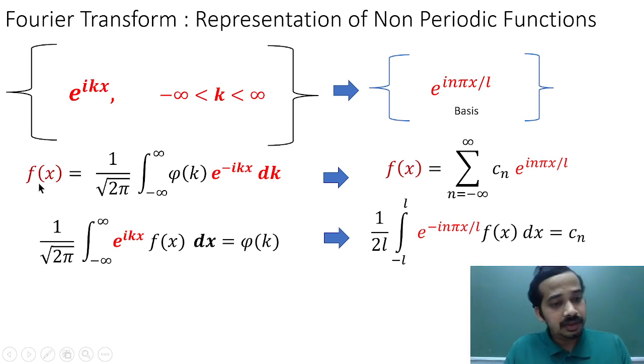Here we can express any function from minus infinity to plus infinity. Again, the range of f of x here is minus infinity to plus infinity, whereas in the series case the range of f of x is from minus L to plus L. That's a small difference, but both are very similar. You can find the similarity.